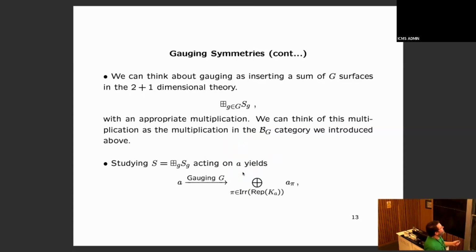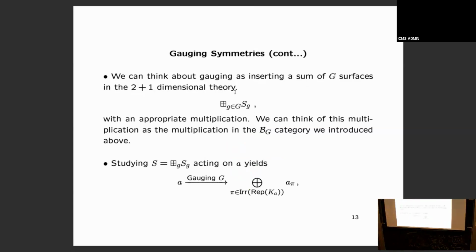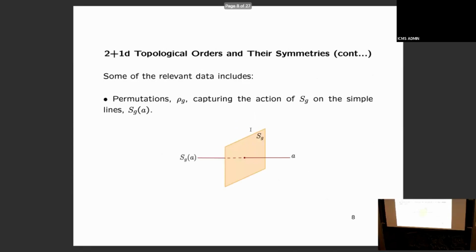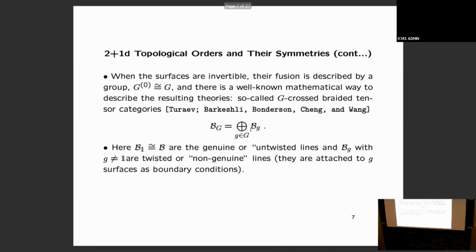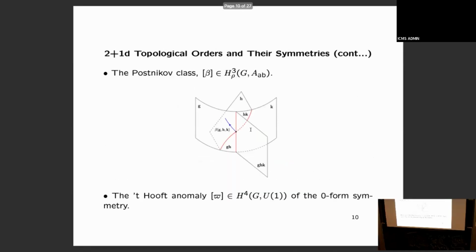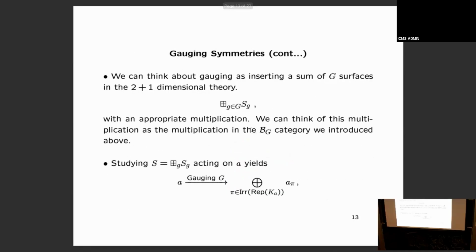A little bit more precisely, we can think about gauging as inserting a sum of these surfaces. We have a surface SG for each G, and we insert some kind of network, some generalization which I can't draw, now in all of space-time. We also have to include an appropriate multiplication. If you want to think categorically, you can think about that multiplication as the multiplication in the fusion category BG, which I defined before. BG was this G cross category, which comes with some multiplication, and you can think about this multiplication as that one.